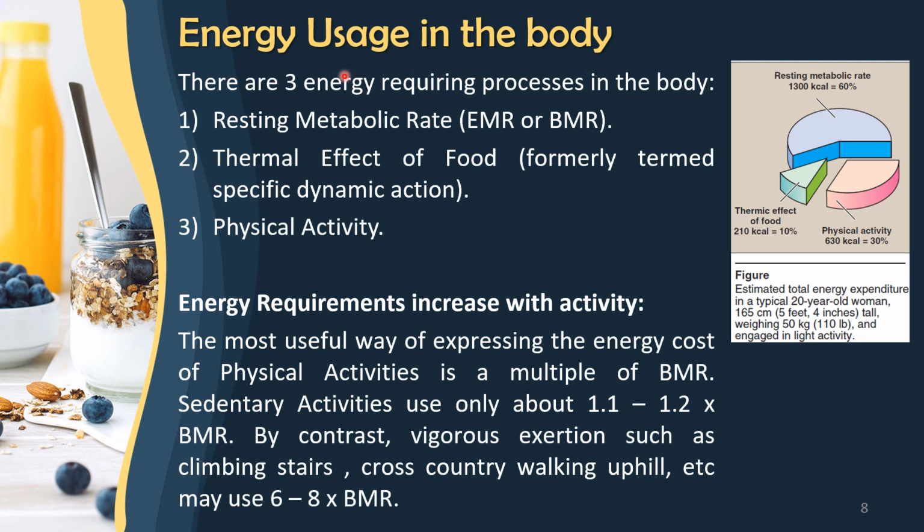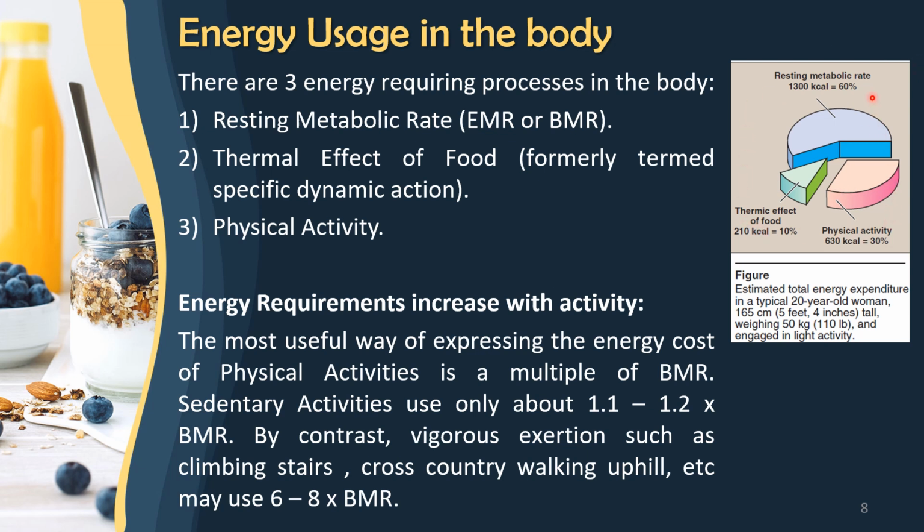Energy usage in the body. We take food in our diet. That food is metabolized and provides us energy. This energy must be used, and normally there are three energy requiring processes in our body. BMR, using 50 to 70% of energy utilization. Thermal effect, or diet induced thermogenesis, which requires around 10% of energy for the digestion and absorption of the food. And physical activity, which is around 30% of total calculated calories for a person according to his height and weight. But energy requirement increases with the activity.